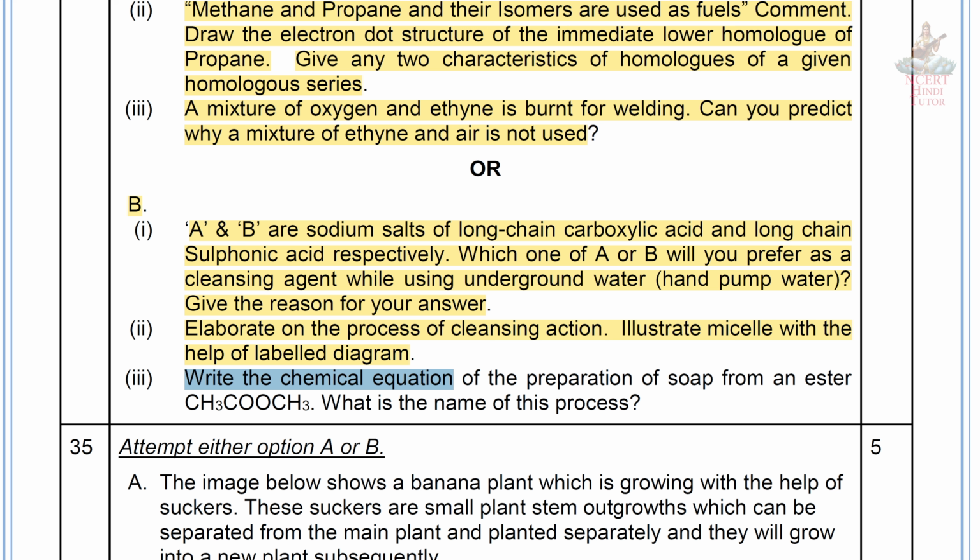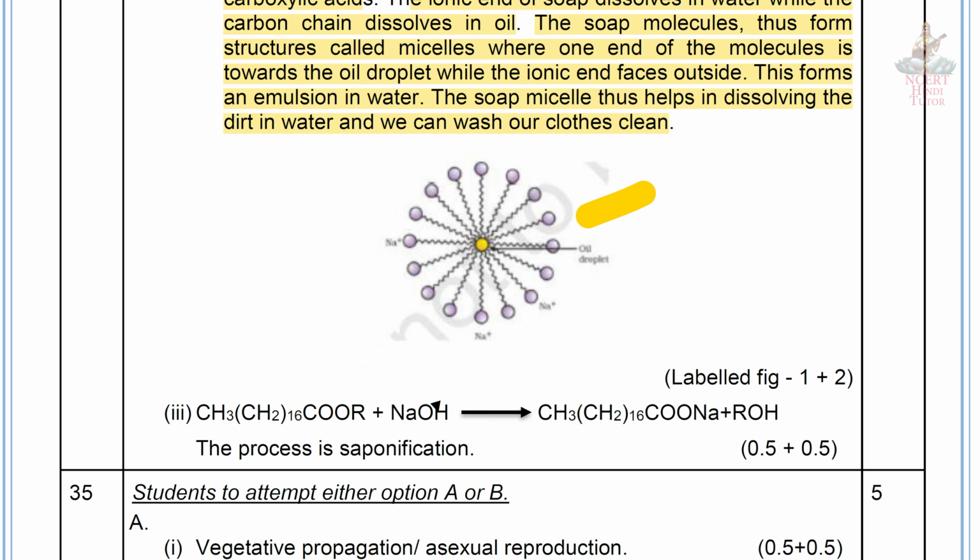Third, write the chemical equation of the preparation of soap from an ester, CH3COOCH3. What is the name of this process? Answer: CH3(CH2)16COOR plus NaOH gives CH3(CH2)16COO-Na+ plus ROH. The process is saponification.